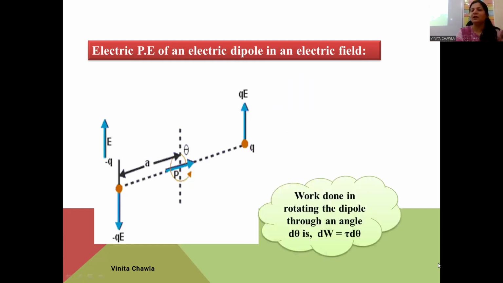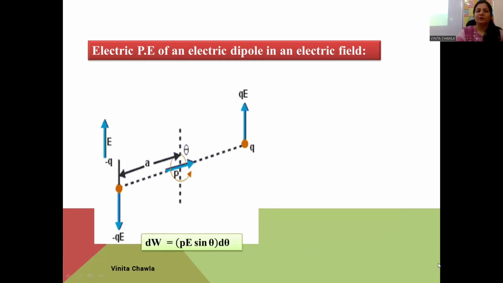And work done in rotating the dipole through a small angle d theta will be tau d theta. Usually we take work done as F dot ds. So F is replaced by tau and ds is replaced by d theta here. Okay. So we can write work done as tau d theta, and tau is PE sin theta. So dW is PE sin theta d theta.